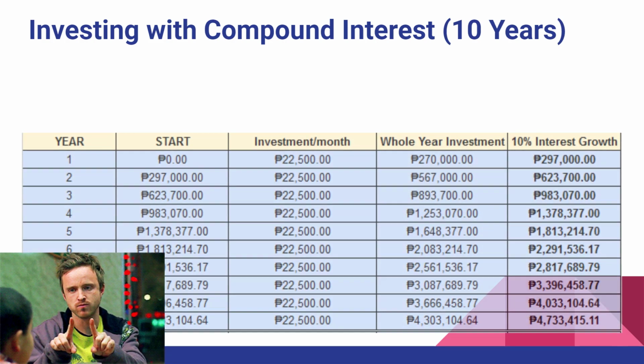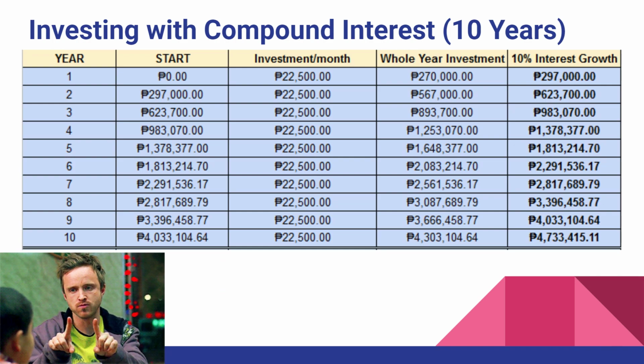I'm just gonna show you a table here. So of course, here on the first column is the year count, and then on the second column your starting investment at the start of the year. In year one it's 0, and then per month there's your investment, and then your whole year investment, which will be multiplied by 10%, because that's the interest growth. Yeah, that's the table. Look at that. We already viewed that earlier. For the 10-year period it's 4.7 million.